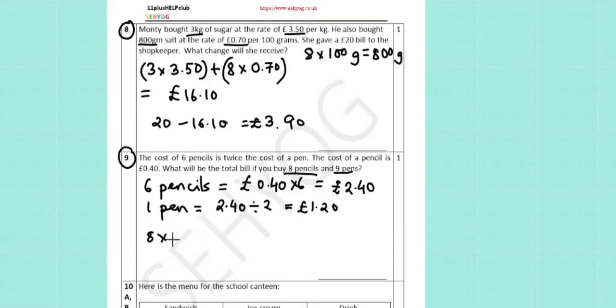So, we want the total bill for 8 pencils and 9 pens, which is 8 times cost of pencil 0.40 pounds and 9 times cost of pen, that is 1.20 pounds. Adding them, we get the total cost, which is 14 pounds. The total bill is 14 pounds.